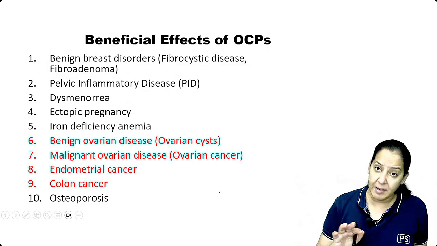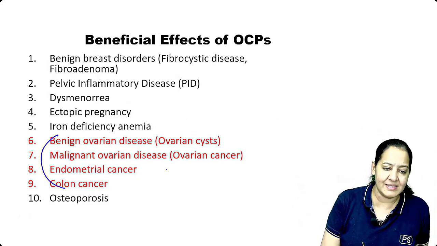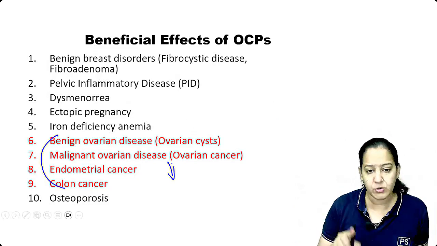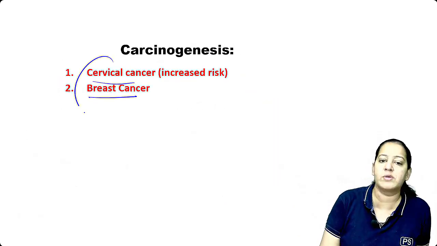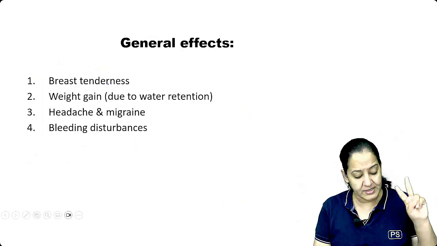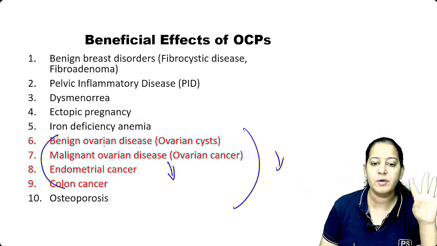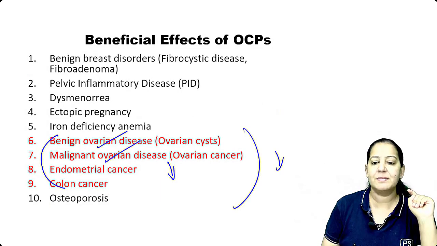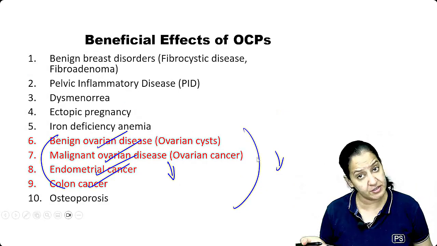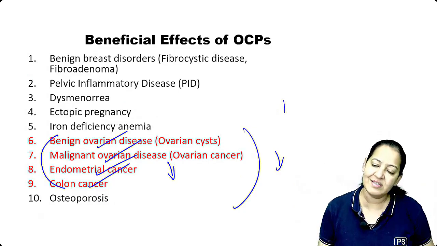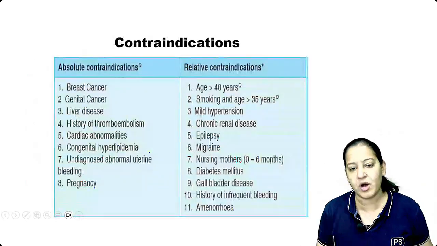But there are beneficial effects also. In beneficial effects, these are the cancers whose risk is reduced due to OCP. I told you cervix and breast cancer occurs due to OCP. It increases the risk of 2 cancers, but it reduces the risk of 4 cancers. Which 4? Benign ovarian disease, malignant ovarian disease, endometrial cancer, and colon cancer. These are the cancers for which it is reducing the risk. It is increasing the risk for cervix and breast, but it is reducing the risk of ovary, uterus and colon cancer.